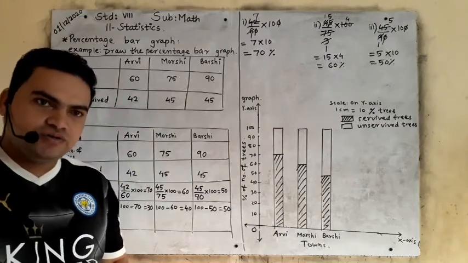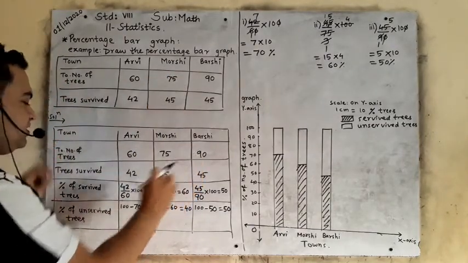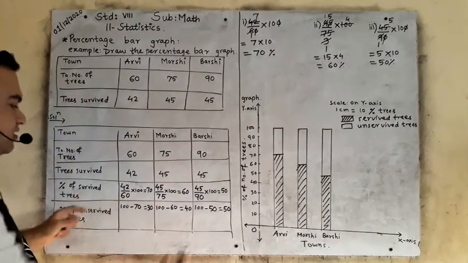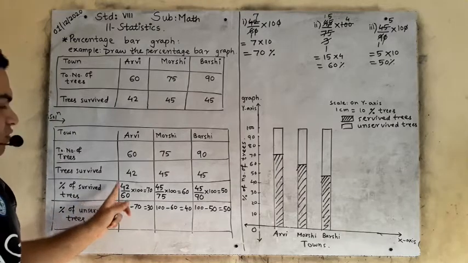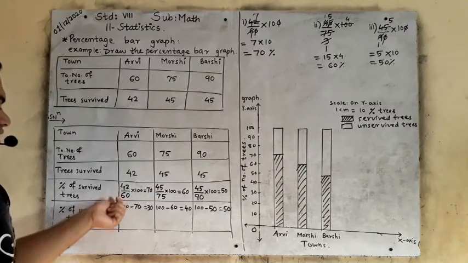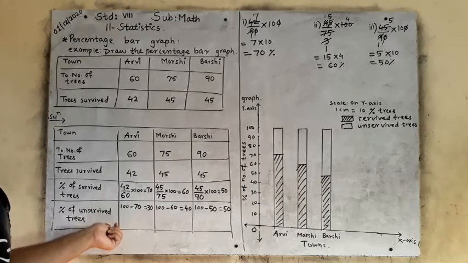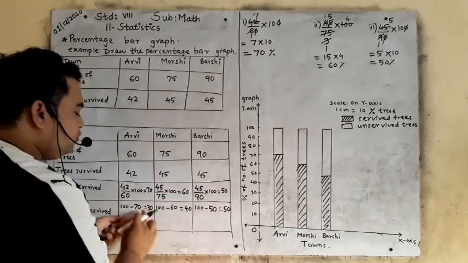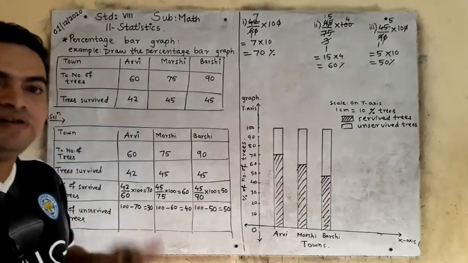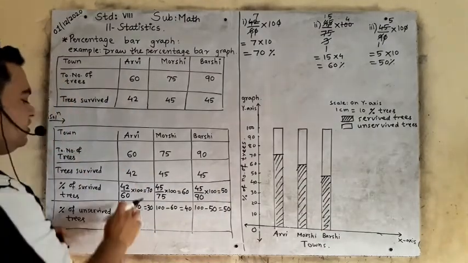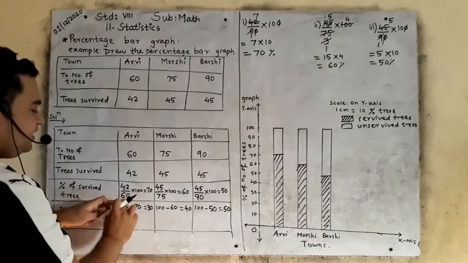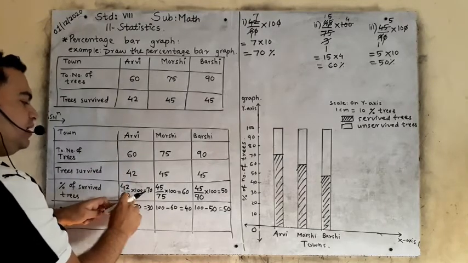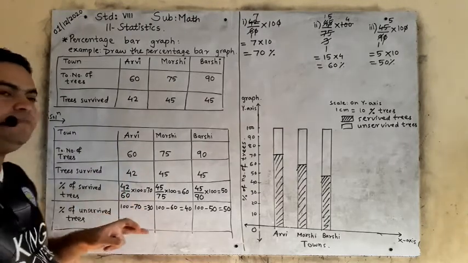I hope you understood. First you will copy the table as it is. You will add 2 rows: one for percentage, how much percentage surviving, and second, how much percentage unsurviving. But we will solve the first row only. The second row you will just subtract from 100. Here you will see, the bigger number you will take down, the smaller number you will take up, multiply by 100 because you are finding the percentage.